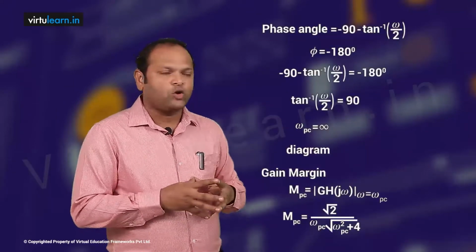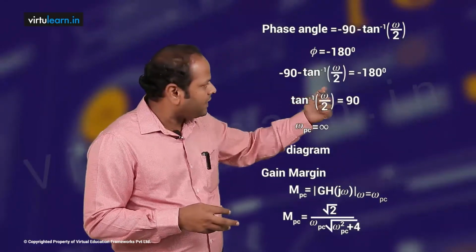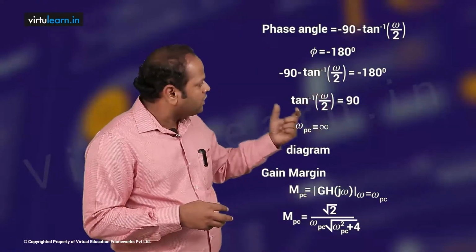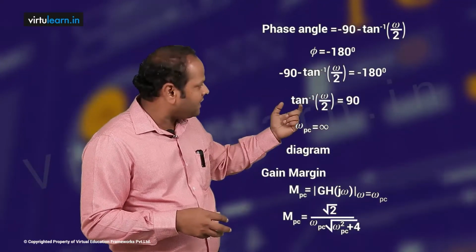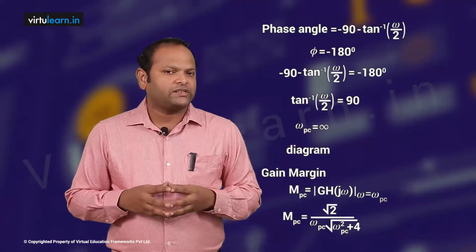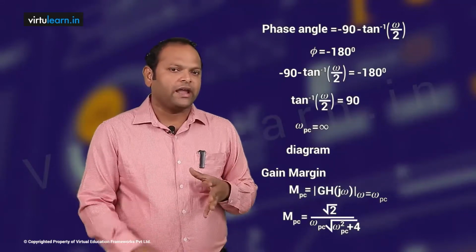What is the phase angle? In the numerator I have a constant, 0. In the denominator, j omega gives minus 90, and I have S plus 2, so you will be getting minus tan inverse of omega by 2. So the phase angle I can write as minus 90 minus tan inverse of omega by 2. So the magnitude and phase angles are available. See the steps to be followed to find the gain margin.